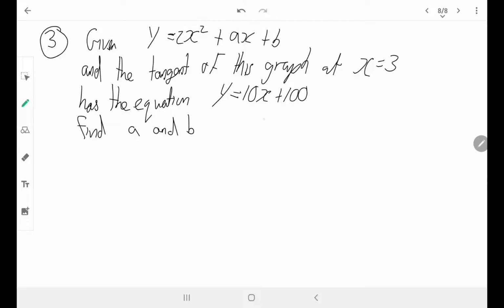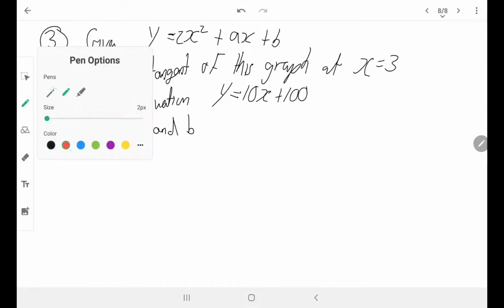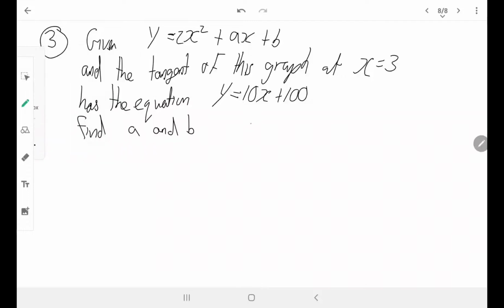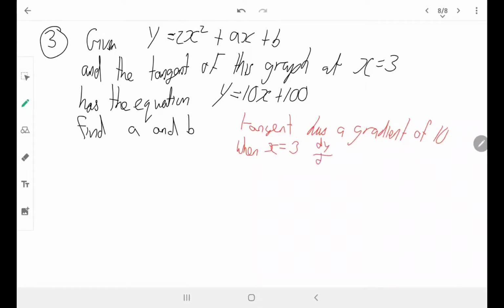Well, we know that the tangent has a gradient of 10. So this means when x equals 3, our dy over dx equals 10. Our gradient equals 10. So at this point we're going to find dy dx.